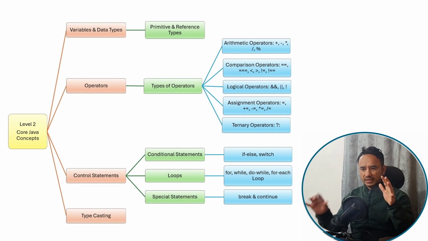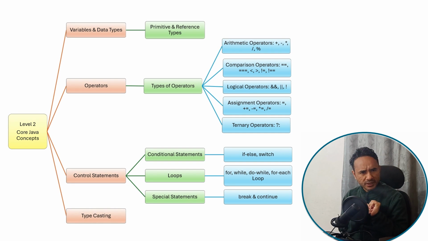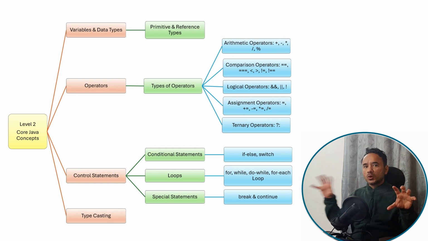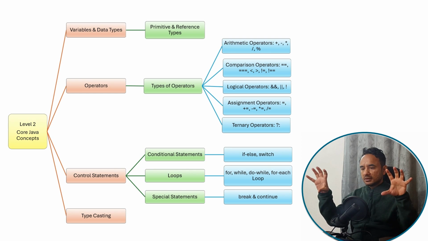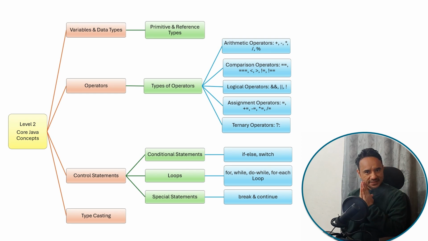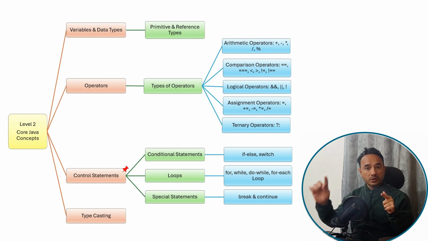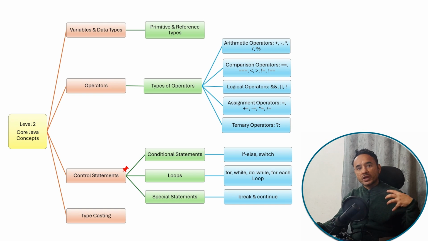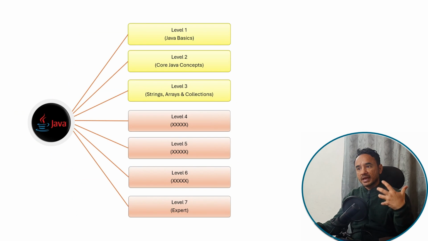Once done, then understand the concept of typecasting, which is converting one data type to another data type. That's it. And as I said, from an interview point of view, control statements are very important. Now the next level is 3, where we have to cover strings, arrays and collections.